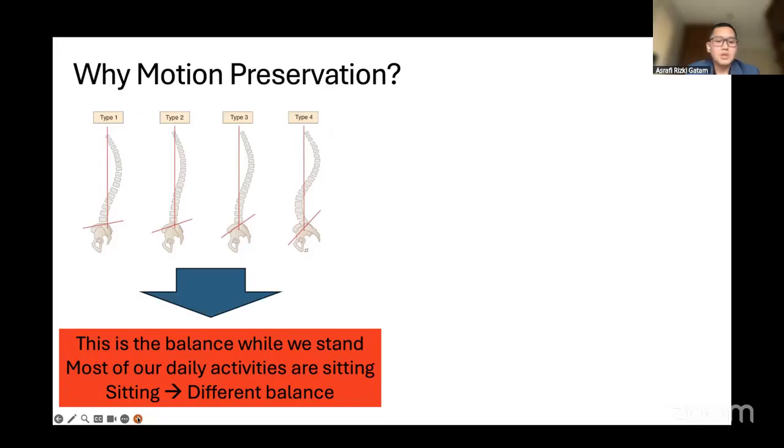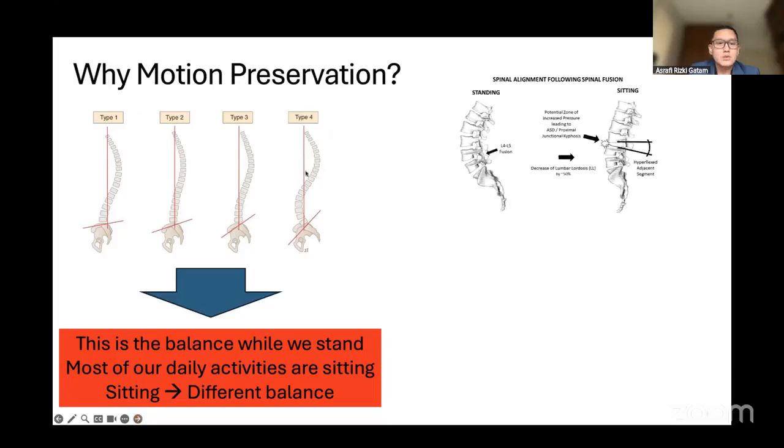Most of our daily activities are sitting. So that's the true question: why do we need to fuse our spine in a standing position while most of our daily activities are in sitting? If we look at the balance of our spine while we sit, the balance changes. It makes a long C curve from the upper thoracic spine down to the lumbar spine. That's what makes the fusion fail or makes some adjacent segment disease happen after we fuse the spine.